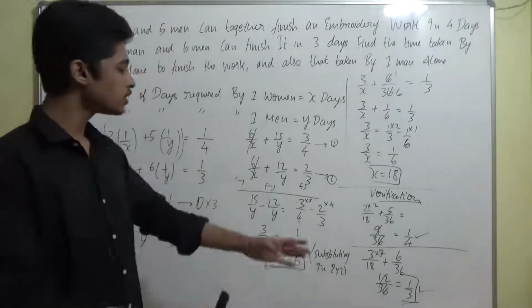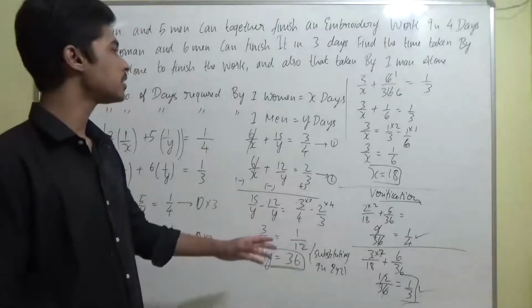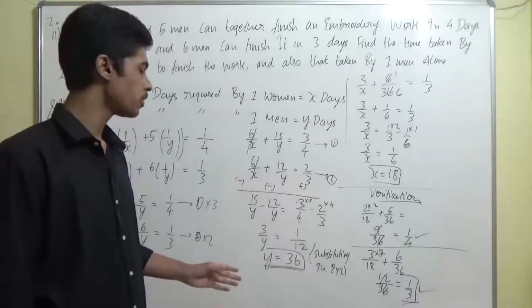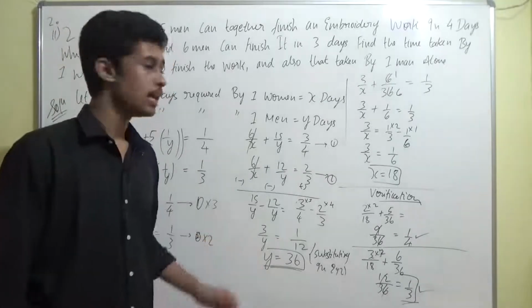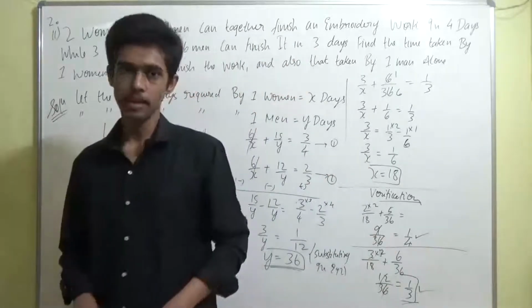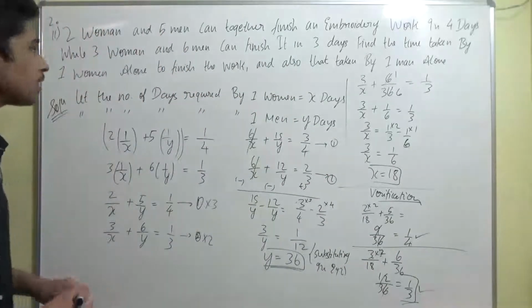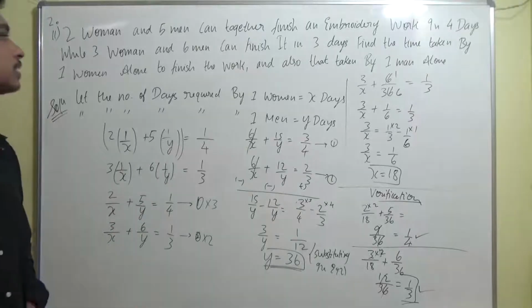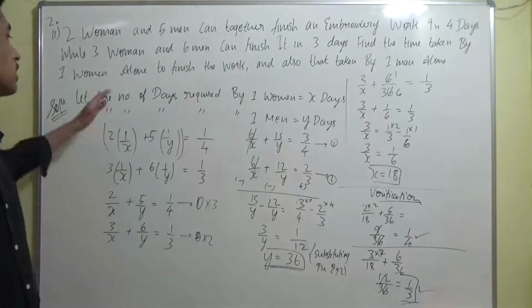As simple as that. At last we'll conclude saying that if one man has to do the entire embroidery work, he will be required 36 days. And if one woman has to do the entire embroidery work, she will be required 18 days. As simple as that. Now I'll give you a quick summary of this question, guys, because since it's a bit tricky, I'll just tell you what we did.